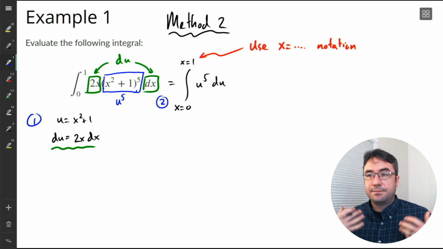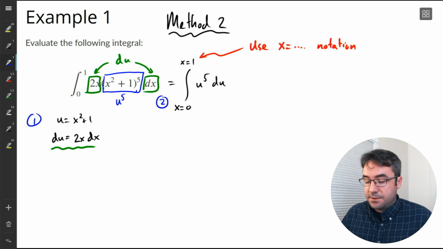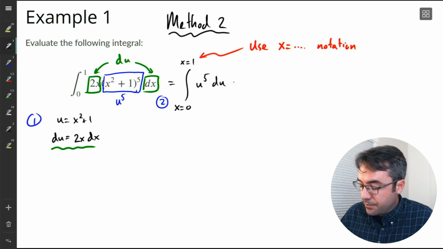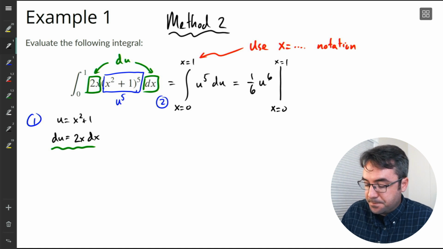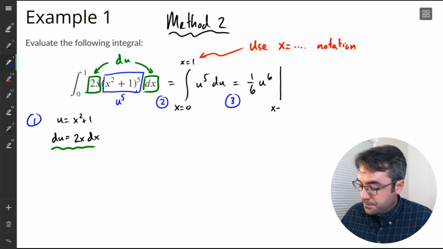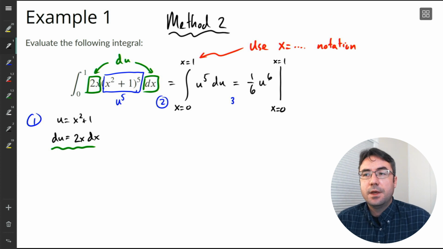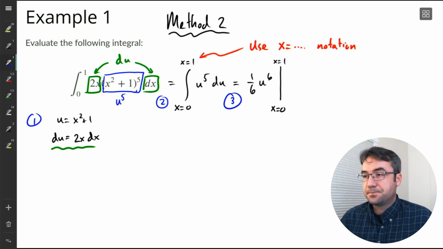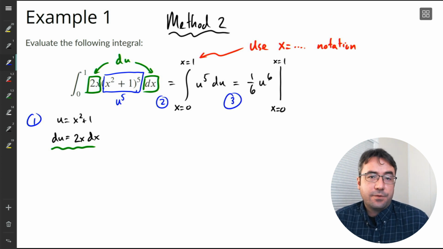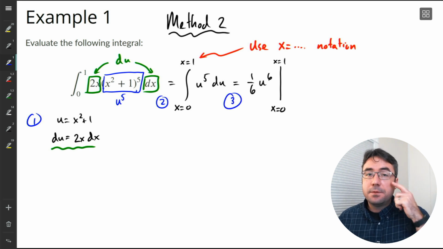Then we kind of go through the motions. So we find the antiderivative. Again, that's just 1 over 6 u to the power 6. We're going to evaluate from x equals 0 to x equals 1. And that was step 3. So finding the antiderivative, just like usual.